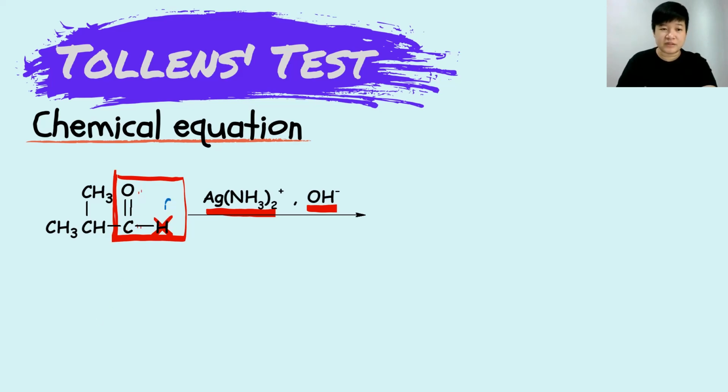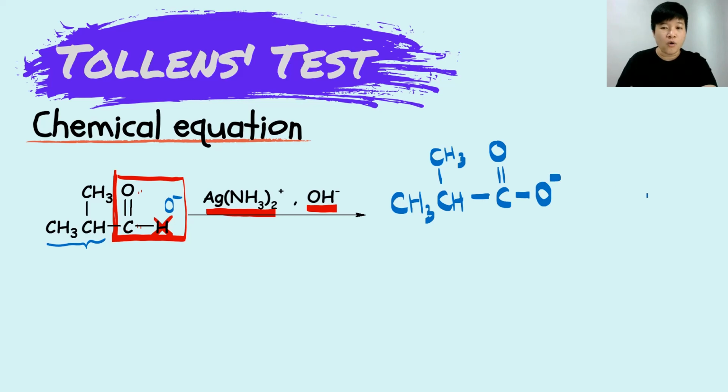And this H will then be replaced by O minus. The rest of the group that doesn't change shall remain unchanged. You just copy them back. Everything will remain unchanged, and the carbon holding the double bond also remains unchanged. But the hydrogen that you remove is replaced by O minus. And you also have your silver mirror formed. And that is your Tollens test for aldehyde.